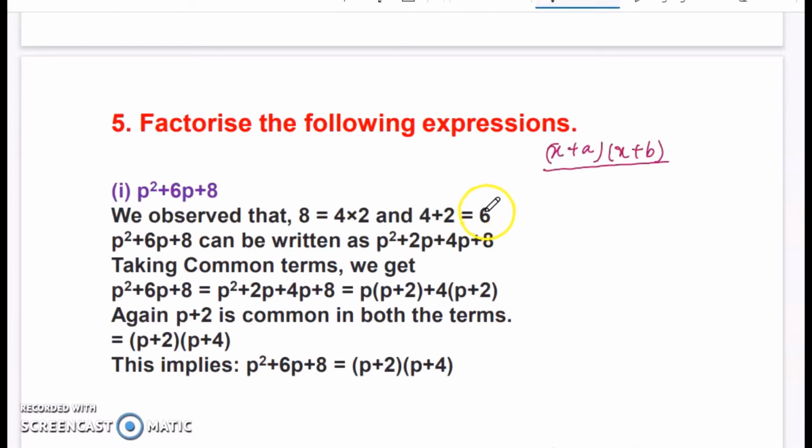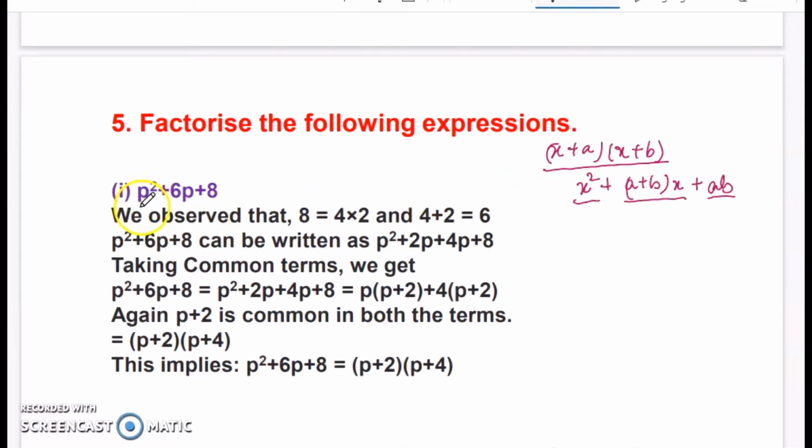So which means if you have any expression which is of the form x square plus a plus b into x plus ab. Now this identity x plus a into x plus b is equal to this. If any expression is written in this form, x square plus a plus b into x plus ab, then you can factorize it as x plus a into x plus b. This is what we are going to do now.